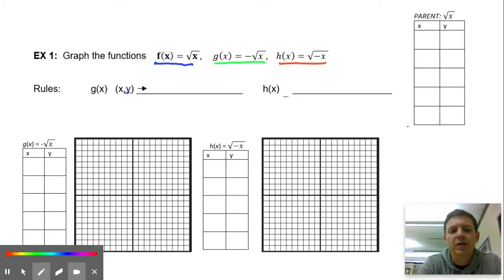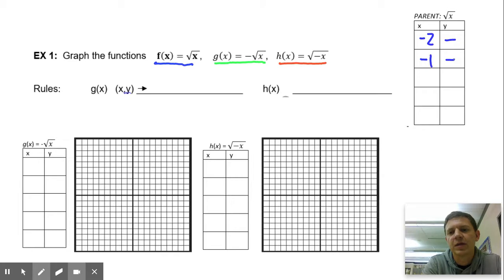Before we do anything else, I'm just going to go ahead and write down some points for this parent function. Well, that's a square root. So I know that my negative numbers in the parent function aren't square rootable, so those aren't going to get me anything good. 0 will get me something. Square root of 0 is 0. Square root of 1 is 1. Square root of 2 is a decimal. Square root of 3 is a decimal. So I'm going to make my next number 4. Square root of 4 is 2.